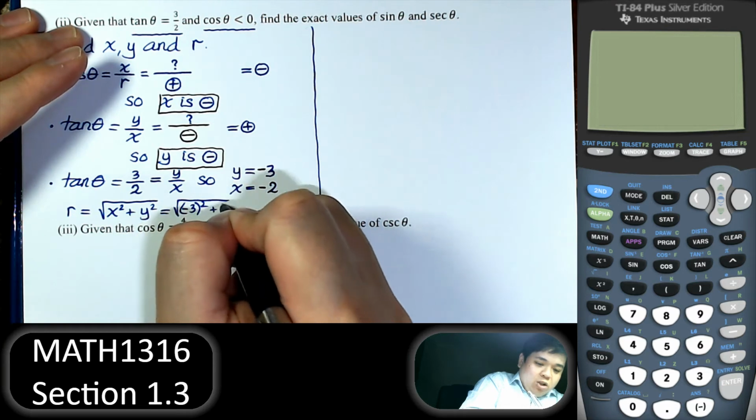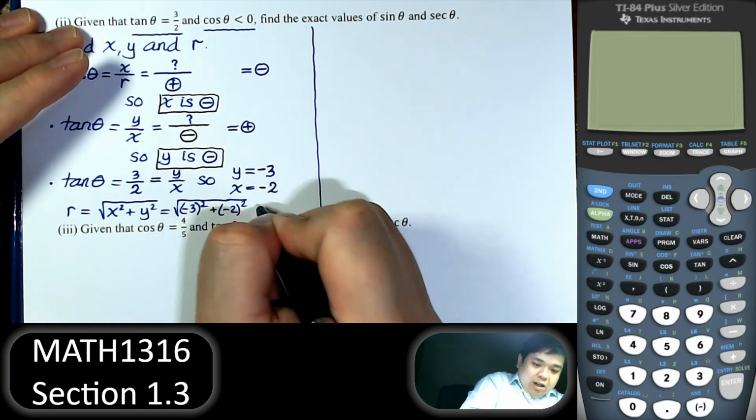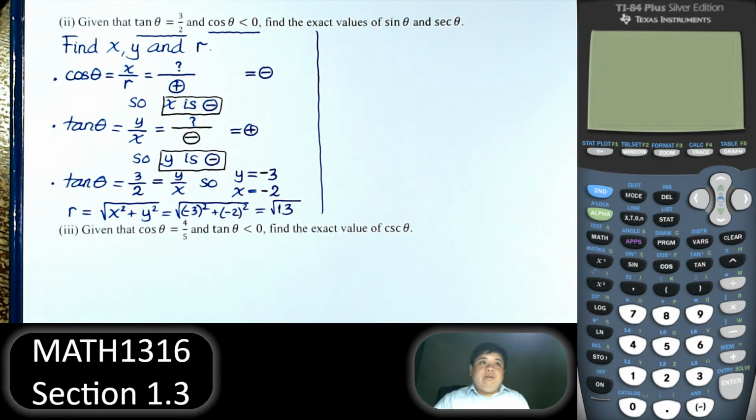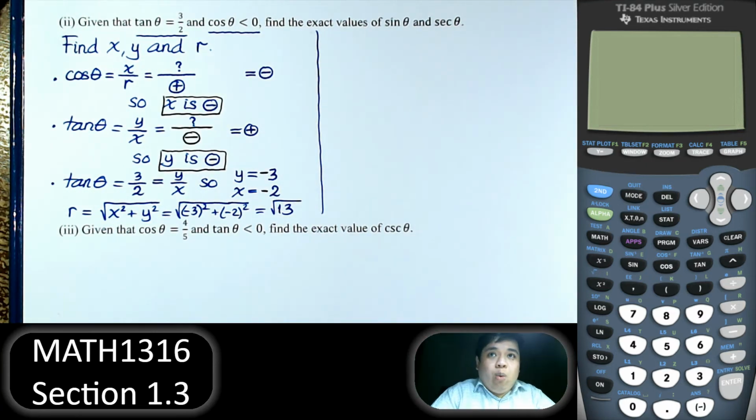Y squared plus x squared, doesn't matter. 9 and 4, square root of 13. Right, so that's the first step. We find out x, y, and r.